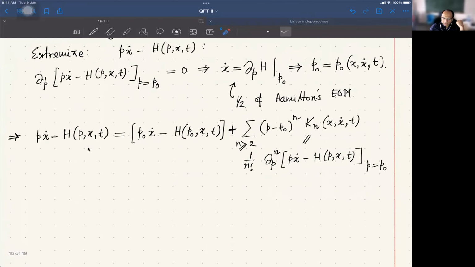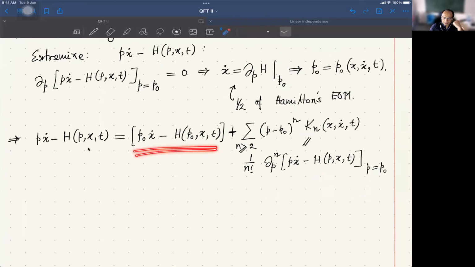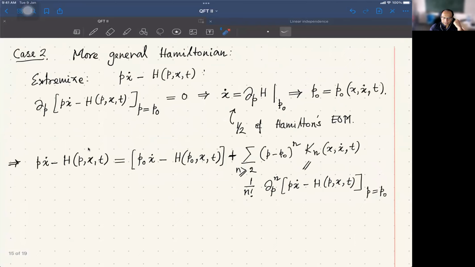Now notice, what is this quantity? This is precisely the Lagrangian, because that is what you do while calculating the Lagrangian from the Hamiltonian. You do a Legendre transformation where you trade off p in terms of x dot, which is given by this. This is how p and x dot are related, right? So this is nothing but the Lagrangian.